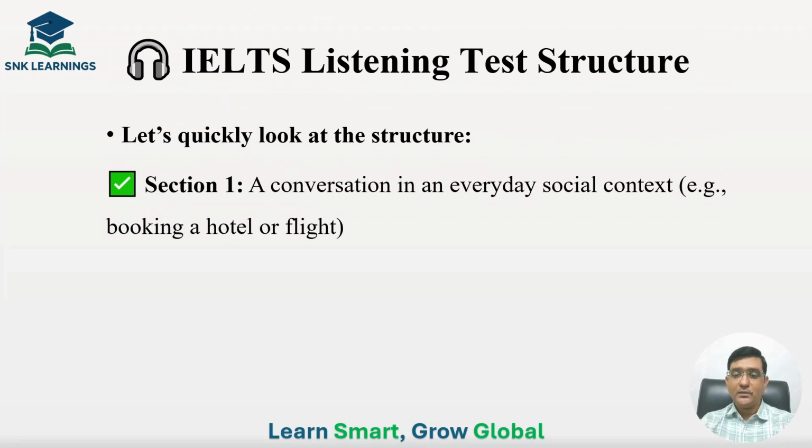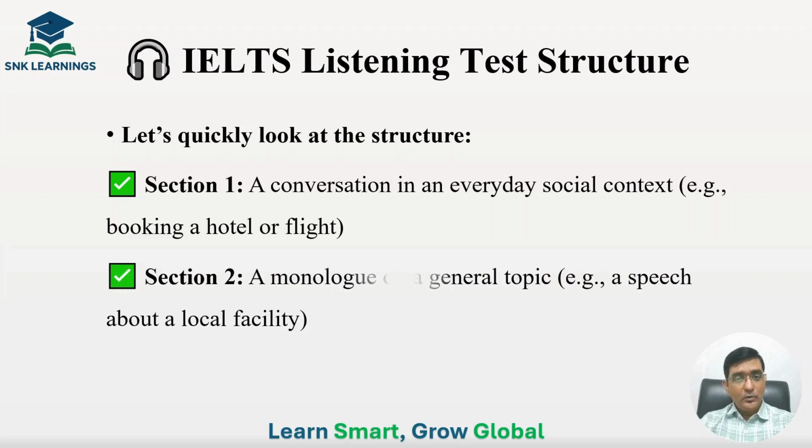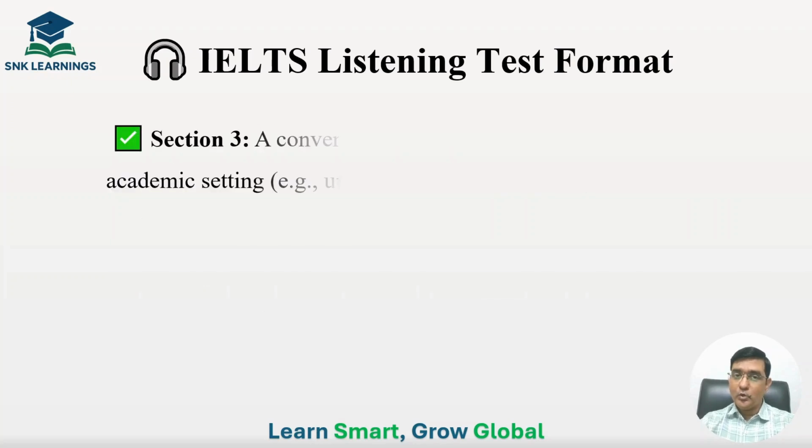In section 1, you will be hearing a conversation related to an everyday social context. It could be a booking of a hotel, booking of a flight, or any other detail regarding your everyday conversation. Second would be a monologue on a general topic. It could be a speech or any detail or data that will be spoken by a single entity. That is why it is called a monologue.